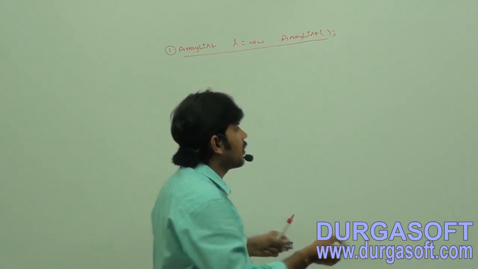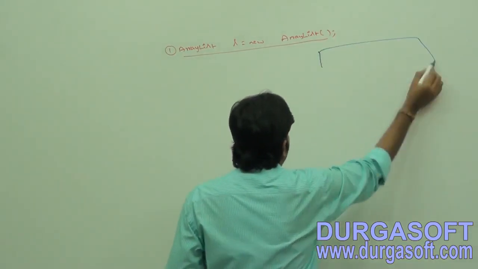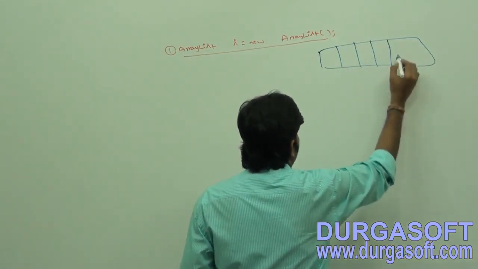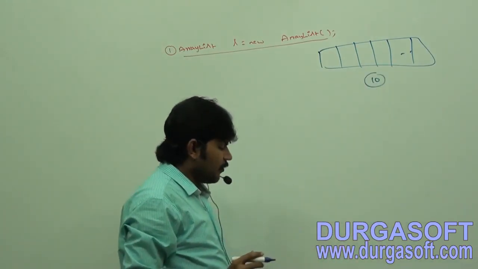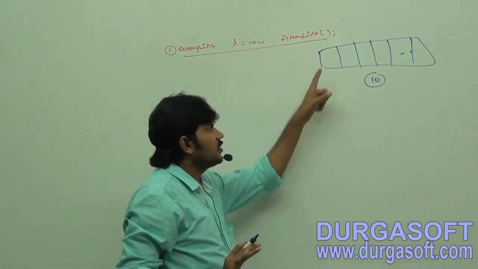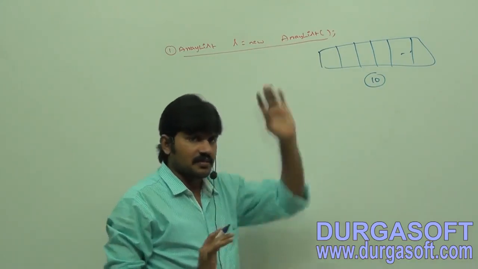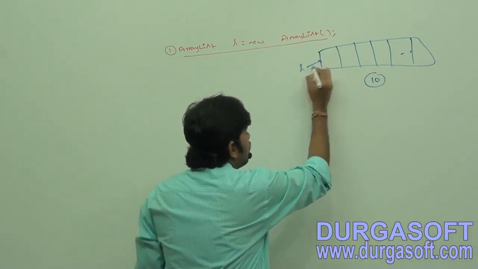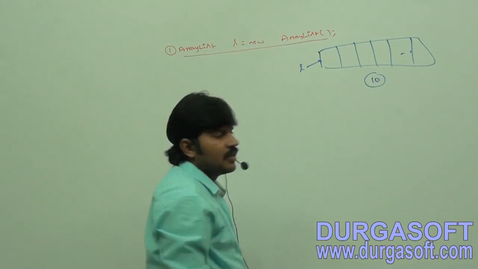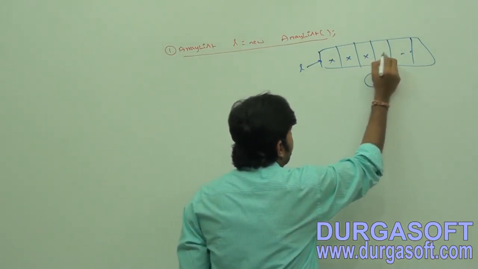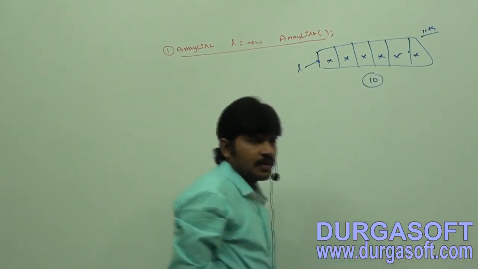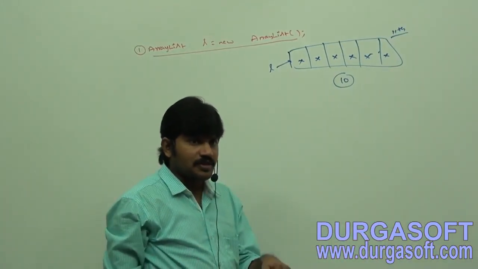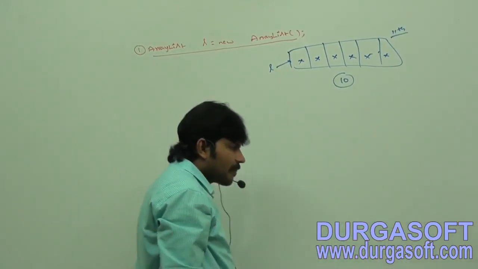What is the default initial capacity for this ArrayList? It is 10. This is my ArrayList with the default initial capacity 10, so 10 objects were added. Now I am trying to insert the 11th object. Can you tell what will happen?